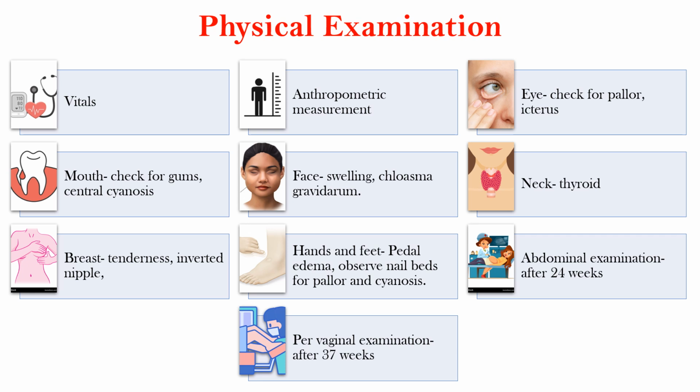This is important. And you also have to do an abdominal examination after 24 weeks of gestation. And then you also need to do a per vaginal examination, once the mother is at her 37 weeks of gestation.